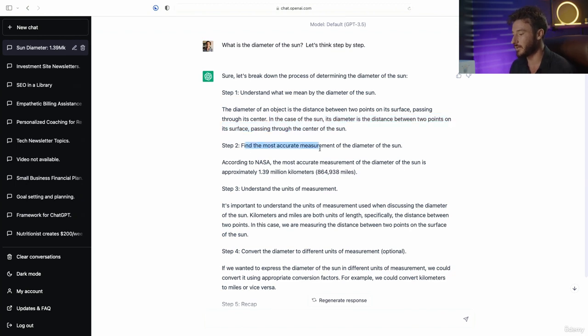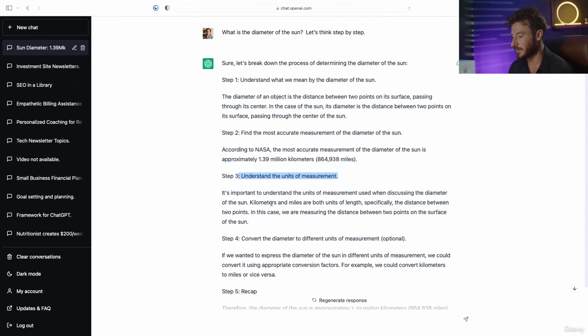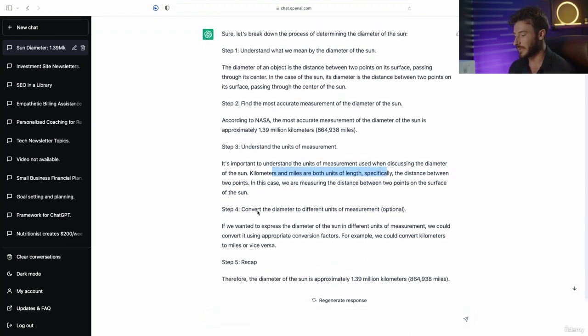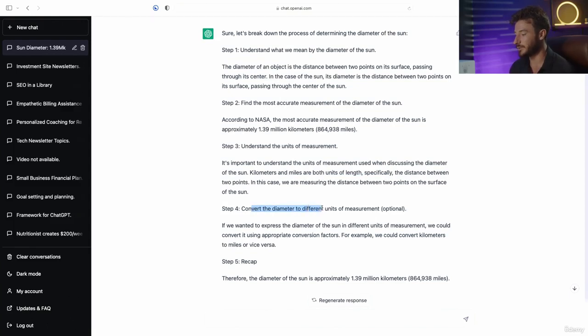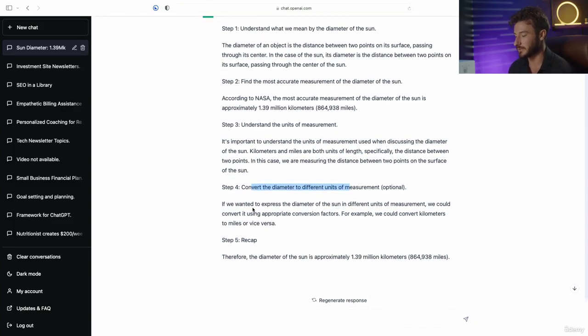Step two, find the most accurate measurement of the diameter of the sun. And it goes into how it came up with that, or how one would go through that process. According to NASA, the most accurate measurement of the diameter of the sun is approximately, boom, our number. And then we want to understand the units of measurement. It's important to understand the units of measurement used when discussing the diameter of the sun. Kilometers and miles both specify the length. And then we go into step four, convert the diameter to units of measurement as an optional step.